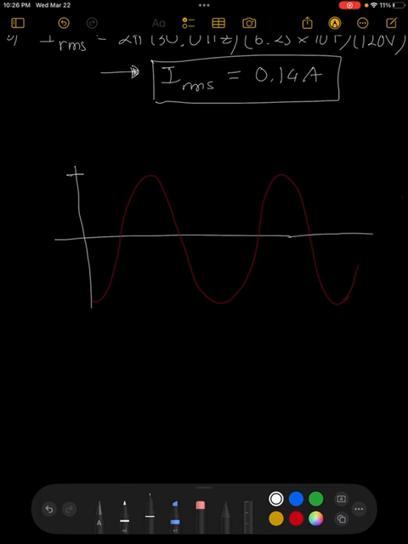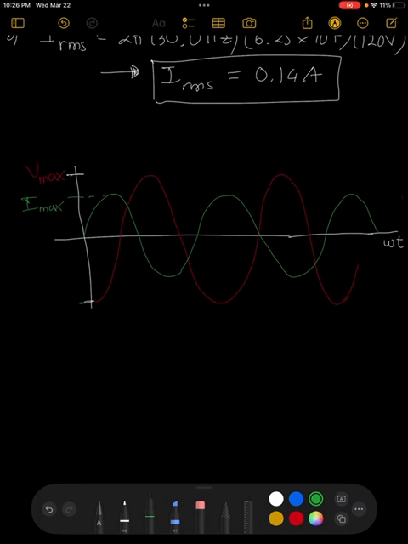Okay, you have your Vmax, and V negative max here. And your current can be graphed like this, where the x-axis is representing the angular frequency multiplied by the time. Here is your Imax.